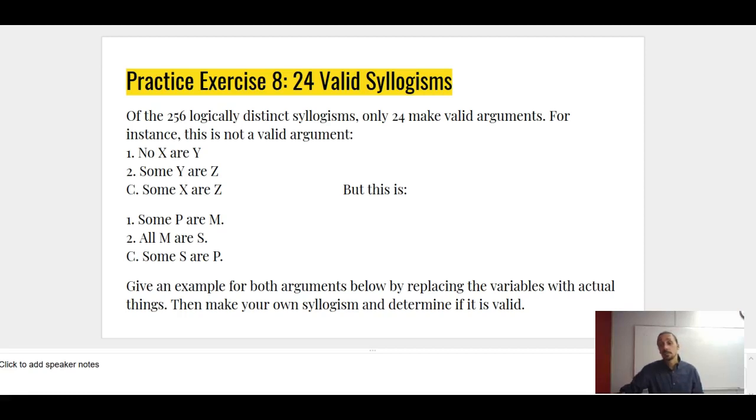Here's a valid Aristotelian syllogism. Some P's are M. All M are S. Therefore, some S are P. So, some mammals are whales. All whales are swimmers. Therefore, some swimmers are mammals. That's valid.